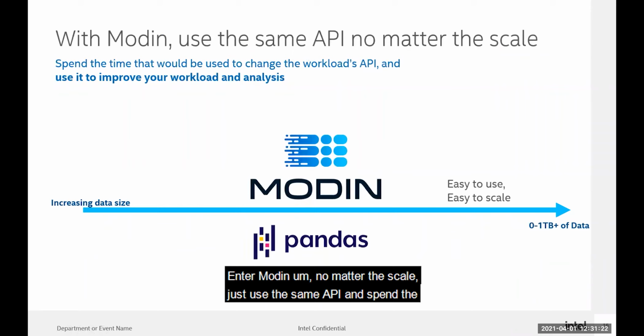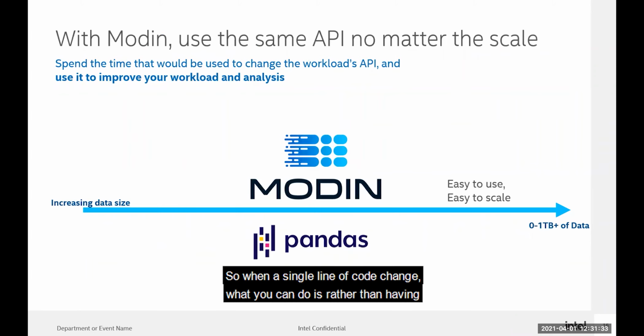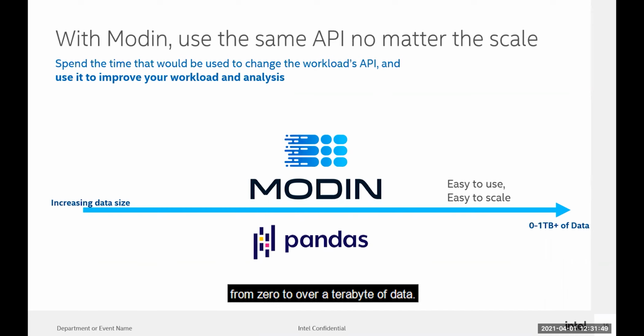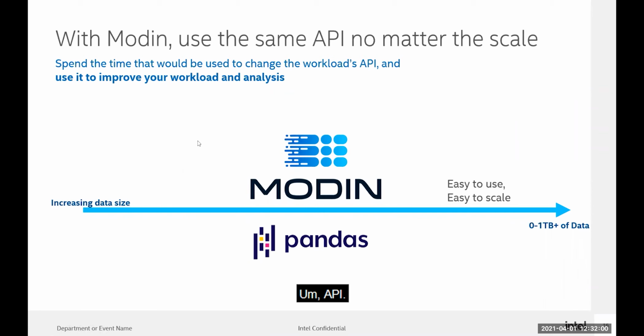No matter the scale, just use the same API and spend the time that would be used to change your workload's API to improve your workload and analysis. So in a single line of code change, rather than going through the overhaul of installing Spark, making sure it's running properly, making sure your data is running properly, and changing your whole end-to-end workload to run with Spark because you have so much data, from 0 to over a terabyte of data, you could just use Pandas data frames. That's breaking that wall with this easy-to-use, easy-to-scale API.